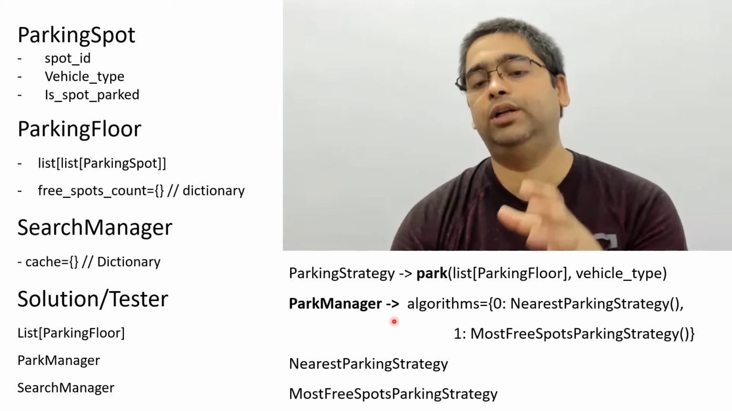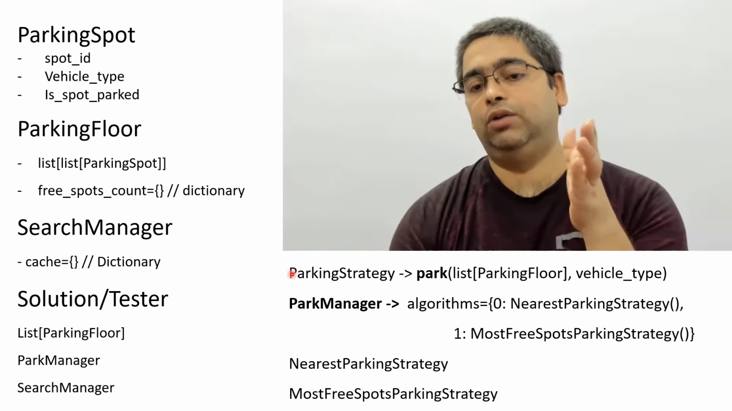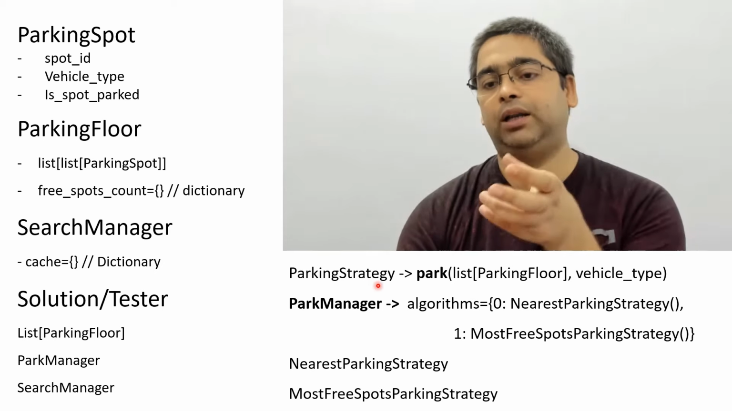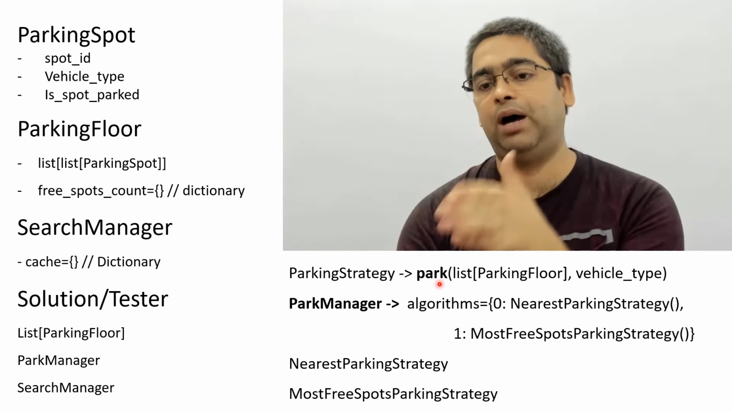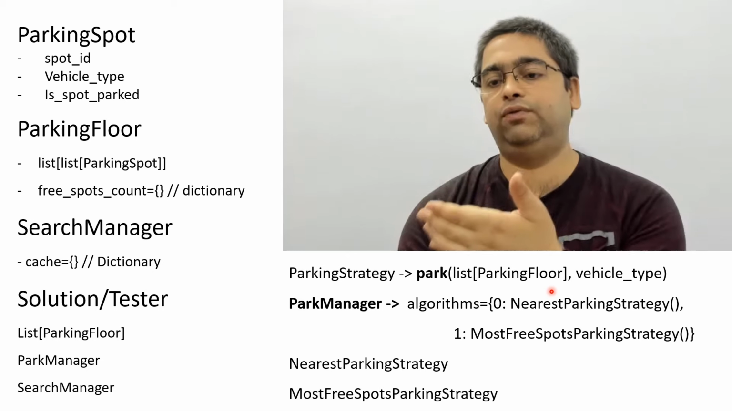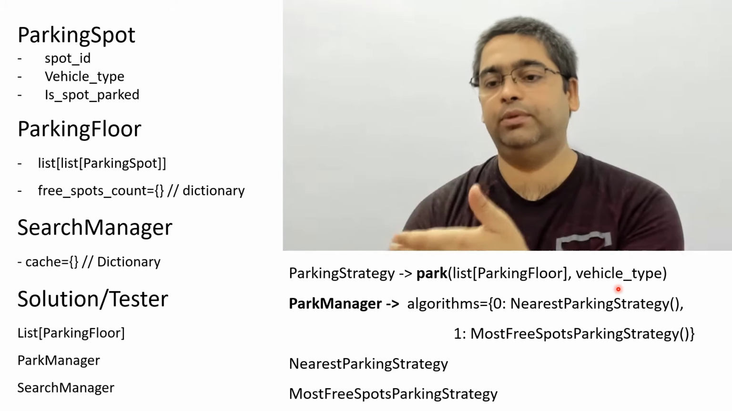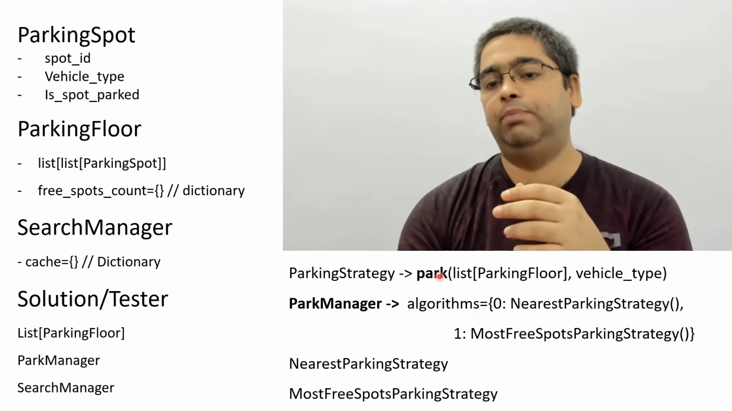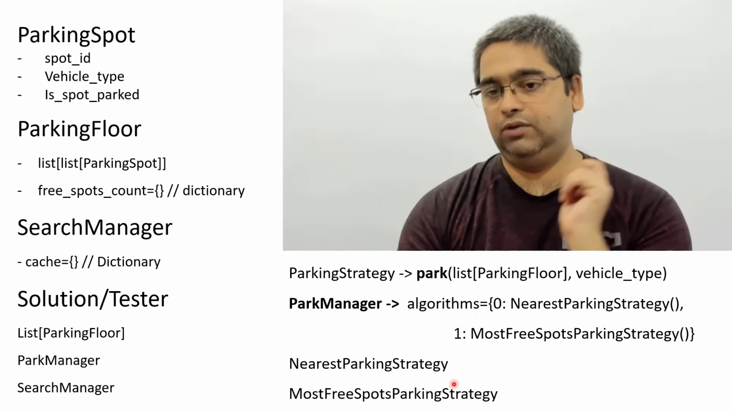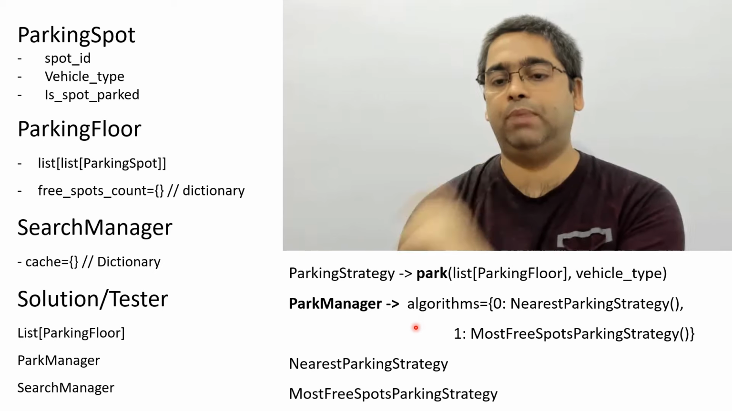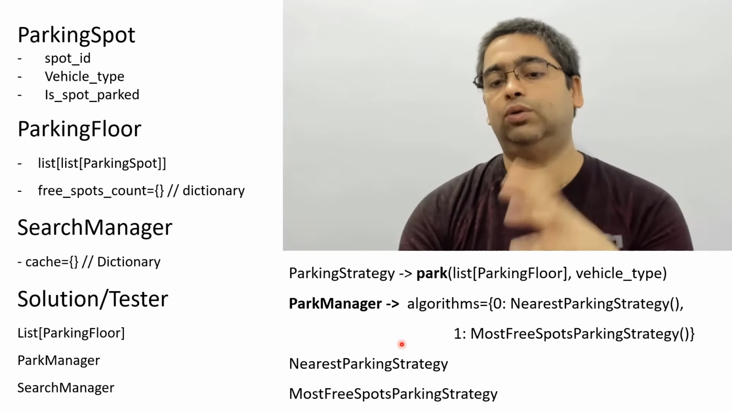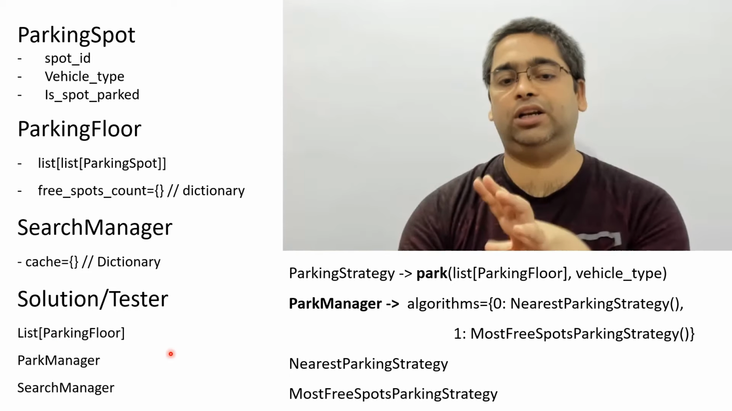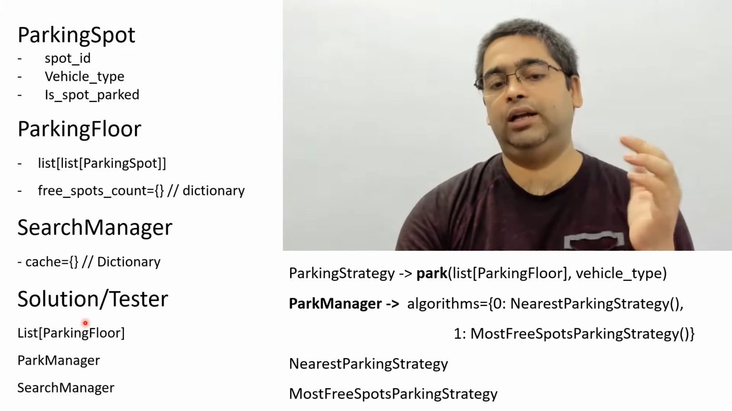So what we do is implement a strategy pattern. We create a single unified interface, parking strategy, which will have a single function, park. It will take a list of floors and a vehicle type. Based on the two algorithms, both of which will implement the park method, we will find a suitable spot and park our vehicle there. So we'll go through all these four classes, and finally we have our solution or the tester class, which tests all of it and keeps everything together.